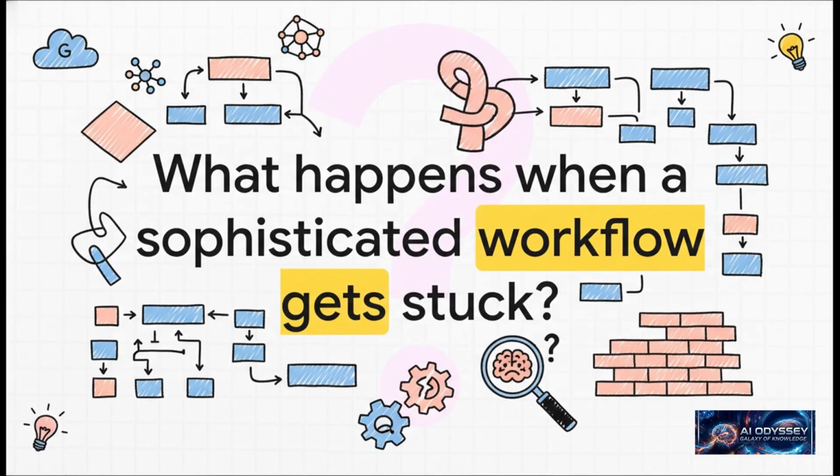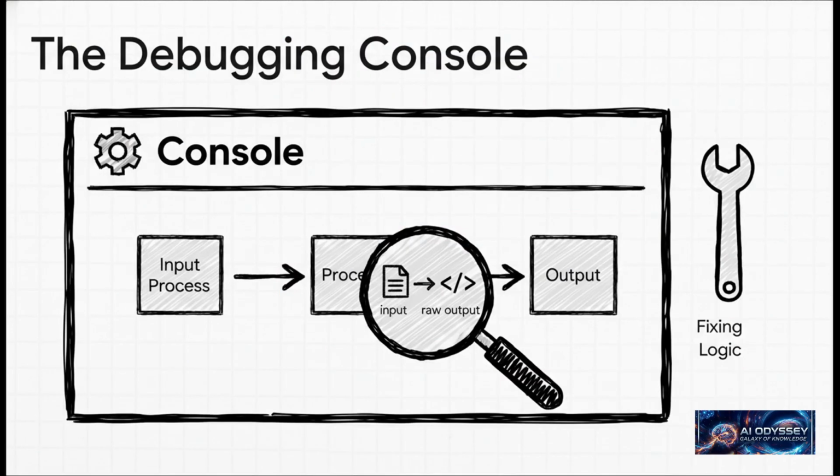But, whenever you're building something this sophisticated, things can go a little sideways. What happens when your workflow hits a snag or doesn't give you the result you were expecting? How do you figure out what went wrong? This is where Opal gets really helpful for people who are actually building things.